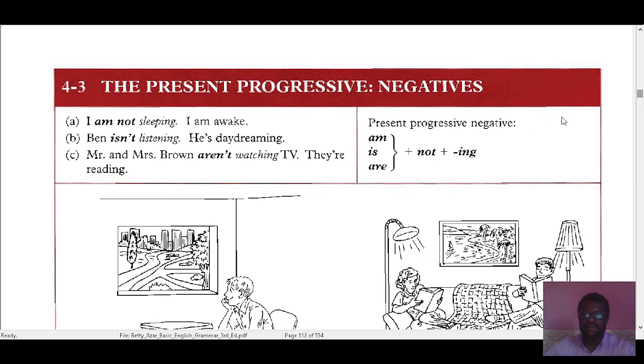So present progressive negative: am, is, are. These are our verb be. Then we use what? Not plus ing to show that it's negative. That is what we use. That is the meaning of this not. I am not. She is not. They are not.